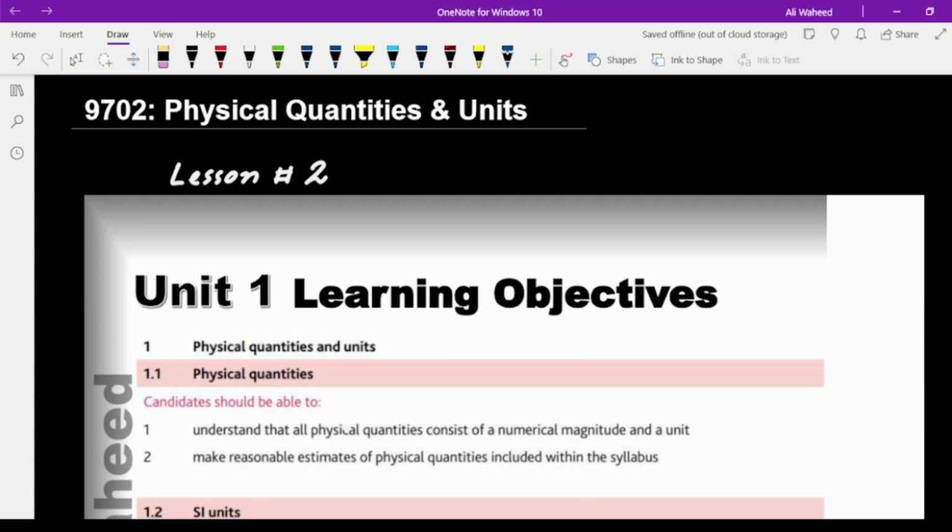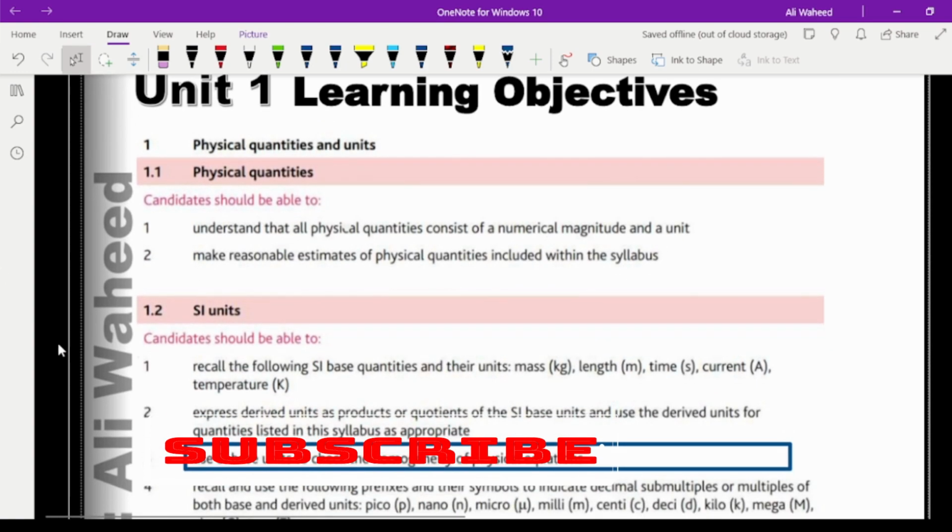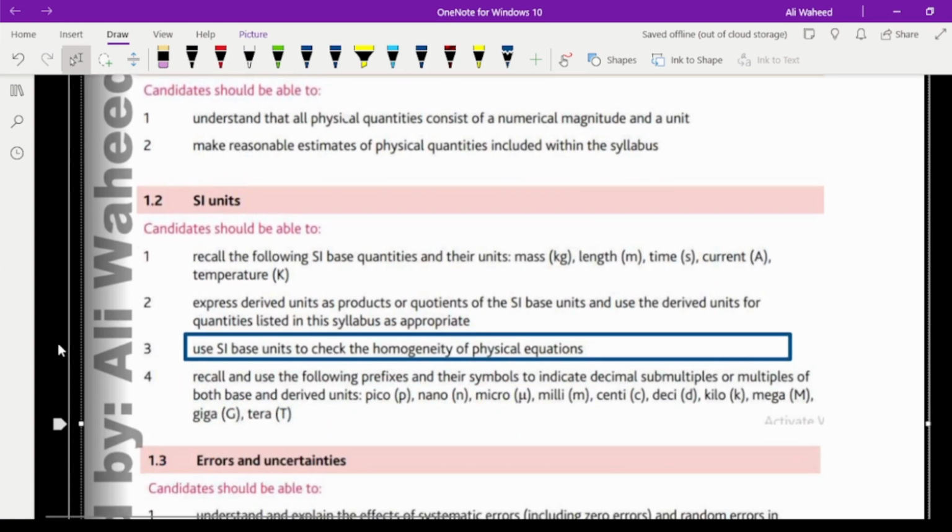So this is the second video for the first chapter, physical quantities and units, and in this one we're going to study the topic: use of SI units to check the homogeneity of physical equations. This topic is very frequently linked with the previous one, in which we had to derive the base units of some of the physical quantities.